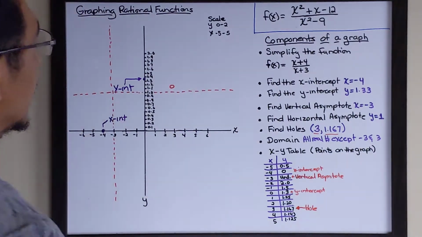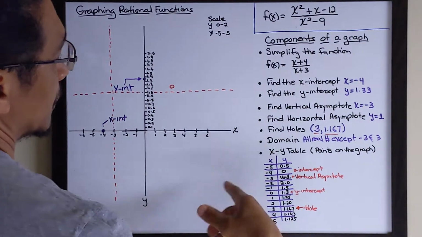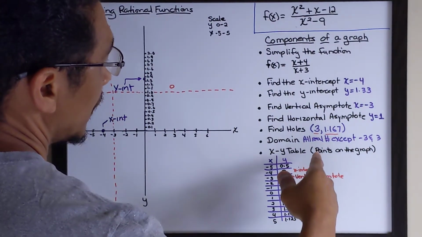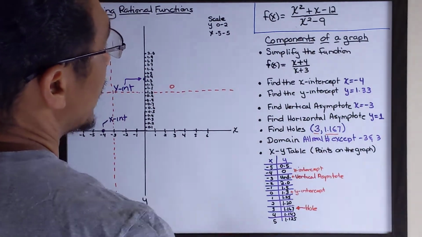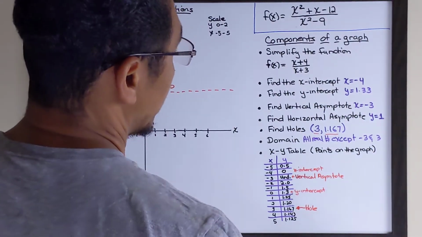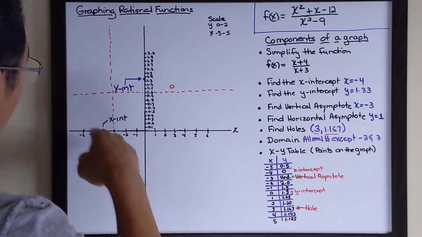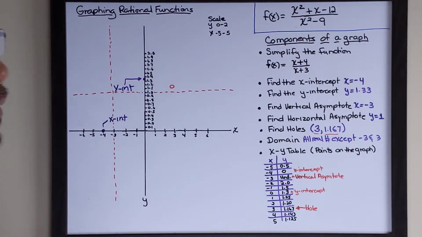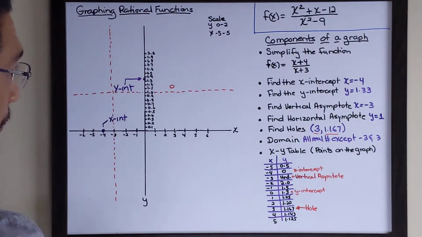The next thing we'll talk about is the domain. In our domain, what we found was we can use any values of x except -3 and 3, because that would make our denominator 0, which would cause these undefined areas, as you see here, the asymptote and the hole. Those are the x coordinates for the asymptote and the hole.